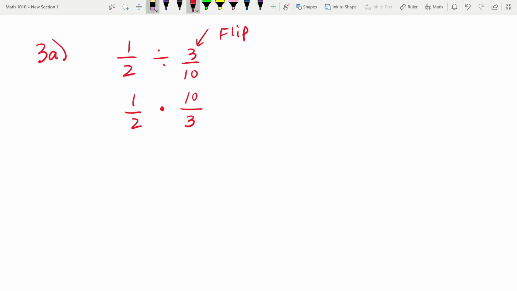Now, restrictions. I don't even have any x's in my whole problem, so I'm not going to have any restrictions. On the top, 1 times 10 is 10. On the bottom, 3 times 2 is 6. I know 2 goes into both of those. 2 goes into 10 5 times. 2 goes into 6 3 times. That's my answer. No restrictions.